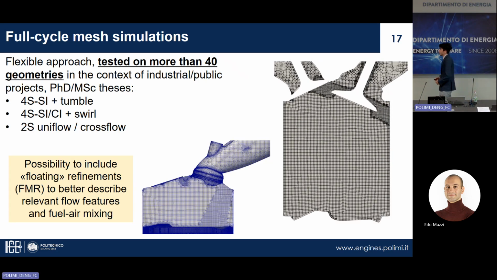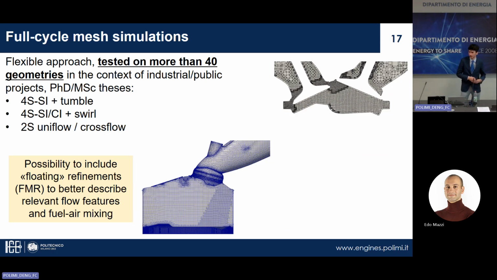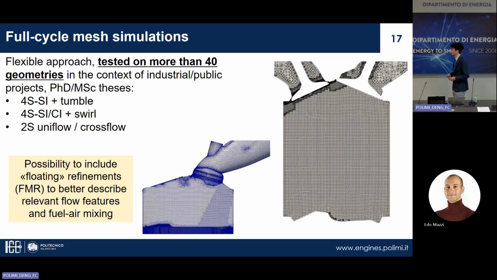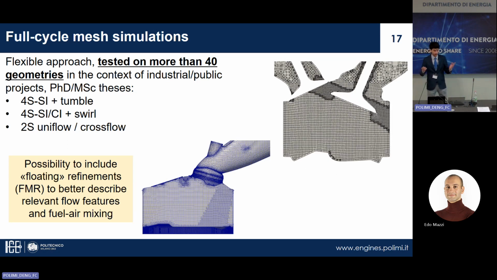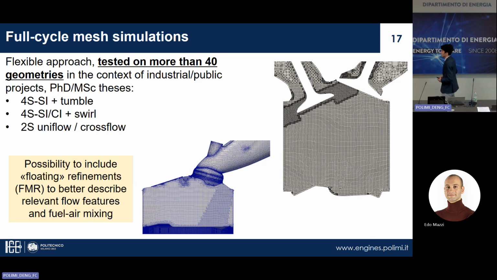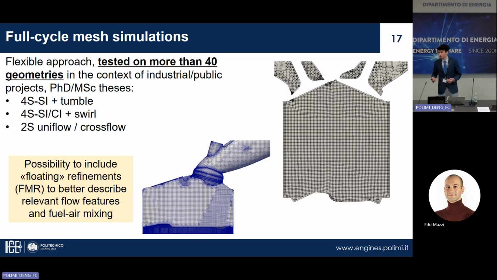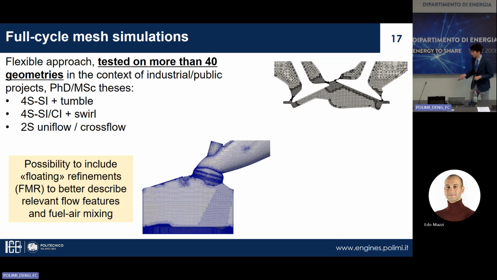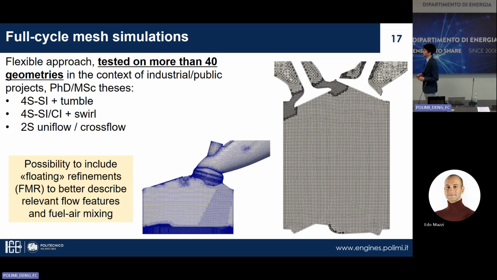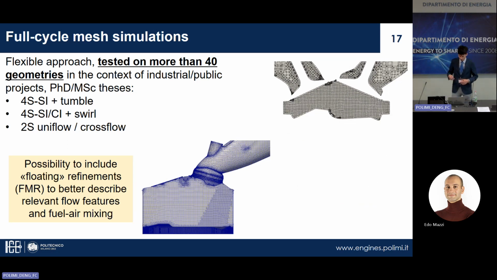This approach has been validated a lot over the years. We tested, as we already saw this morning, some applications on different types of engine, but more than 40 geometries in the context of industrial projects, PhD and master students' theses. We tested four-stroke spark ignition engines with tumble motion, four-stroke spark ignition and compression ignition engines with swirl motion, but also two-stroke engines with both uniflow and cross-flow configurations for the scavenging process.